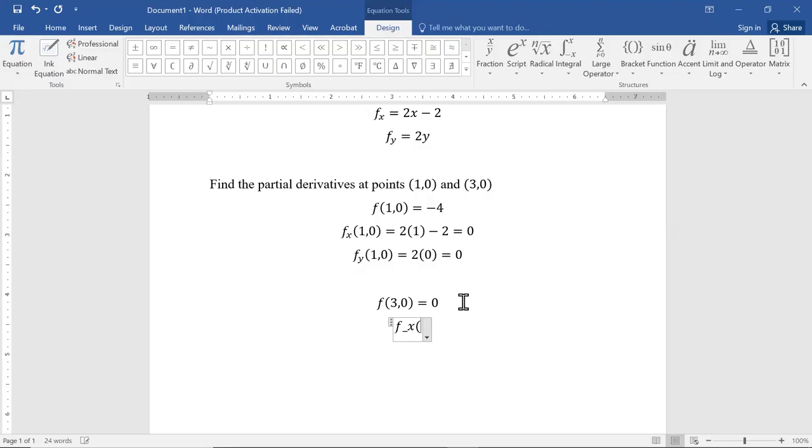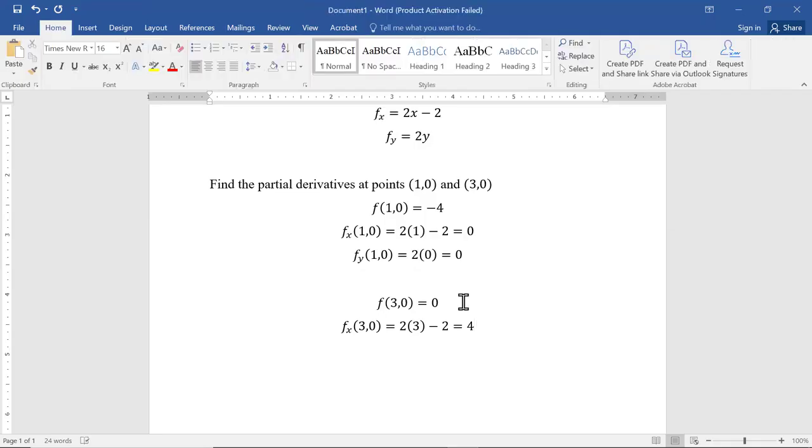F sub x at the point 3, 0 would be 2 times 3 minus 2. That's 6 minus 2. That's a 4. That means the slope of the tangent line would be 4 in the x direction.